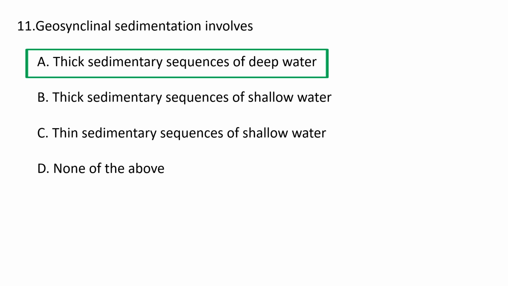Geosyncline is nothing but a linear trough of subsidence of the Earth's crust within which vast amounts of sediments accumulate. So that's why it is a thick sedimentary sequence of deep water. A is the correct option.